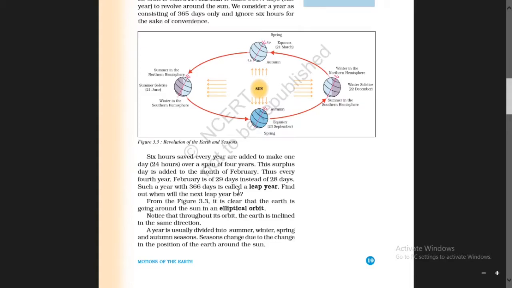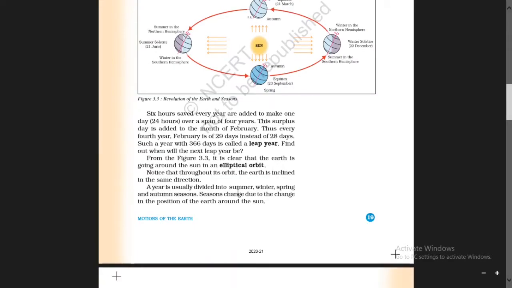I already cleared you to divide a year by 4, and if you get remainder 0, that year is called a leap year. And you must know, in a leap year, the month of February has 29 days instead of 28 days.